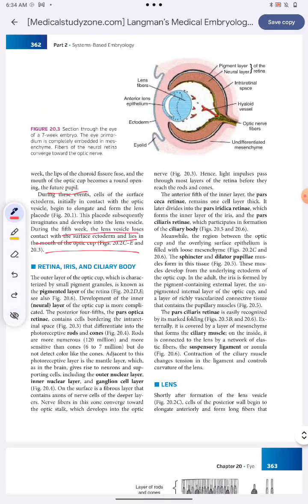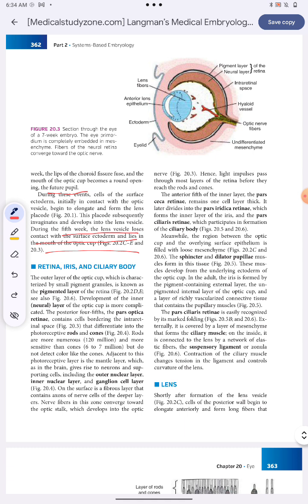Development of retina, iris, and ciliary body. The outer layer of the optic cup is a pigmented layer, and development of the inner neural layer of the optic cup is more complicated. We should imagine the eye as a circle in which the posterior four-fifths is the pars optica retina and the anterior one-fifth is the pars caeca retina, right?